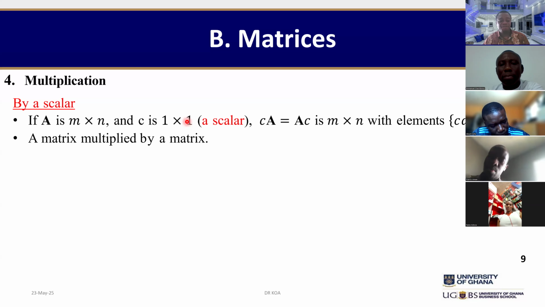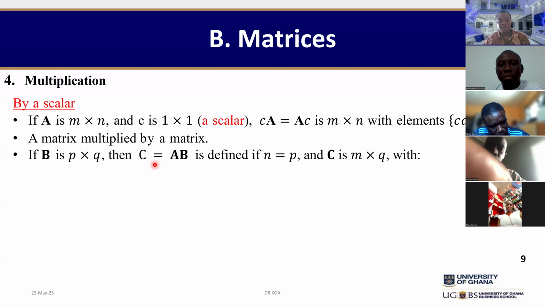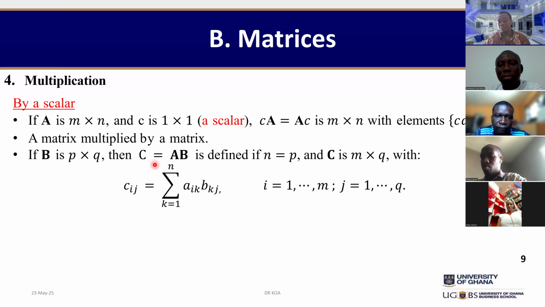So if you have B, and B has P rows and Q columns, and then you have C, which is AB. Remember, we've already defined A as an M by N matrix. And now you have B being defined as a P by Q matrix. And C is a multiplication of the two. Then we can say that C is defined when N equals P.